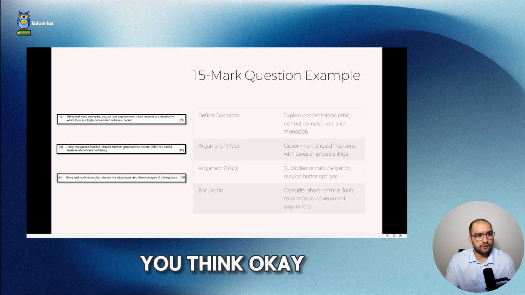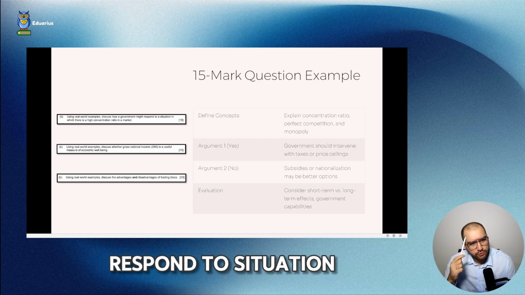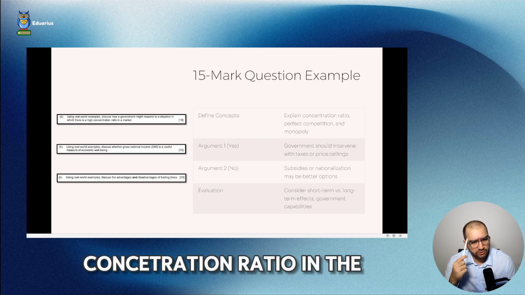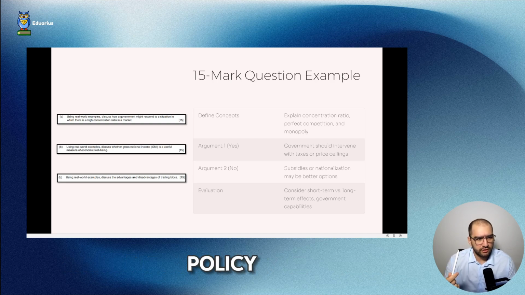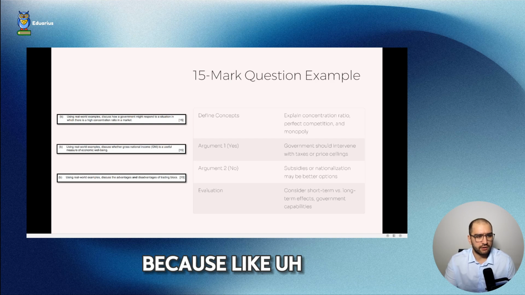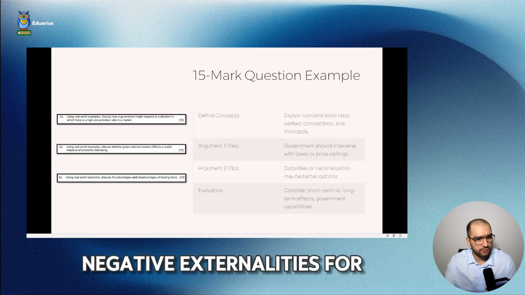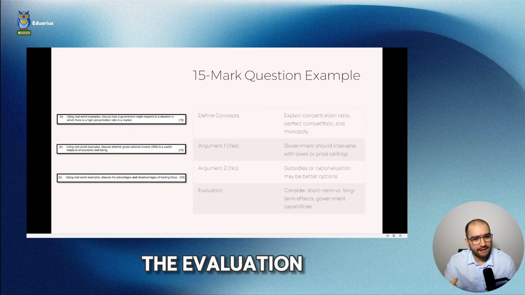The third thing, you think, okay, how government might respond to a situation in which there is a high concentration ratio in the market. You think, should government intervene, because there is either some kind of positive outcome or negative outcome. This is the first paragraph. Okay, should they intervene or not? The second one, oh no, they should not intervene, because there will be negative externalities, for example, and for the evaluation, you consider short-term and long-term effect.